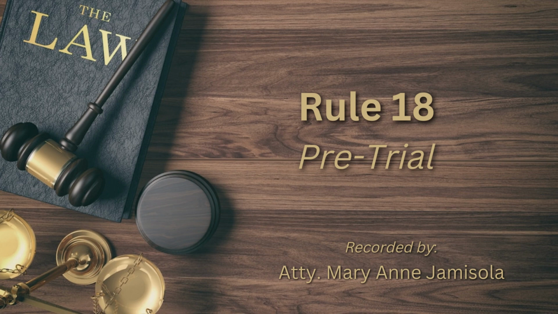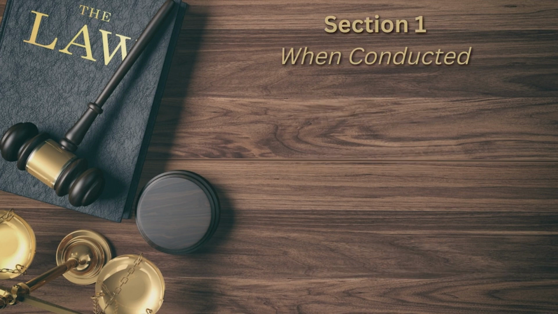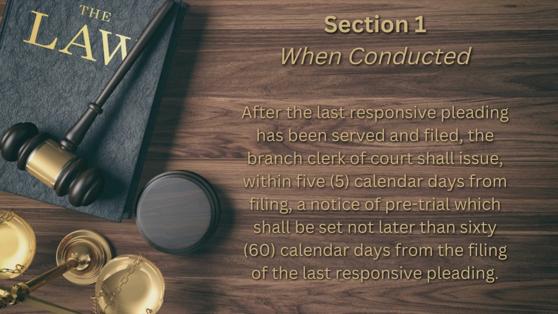Rule 18. Pre-trial. Section 1. When conducted. After the last responsive pleading has been served and filed, the branch clerk of court shall issue, within 5 calendar days from filing, a notice of pre-trial, which shall be set not later than 60 calendar days from the filing of the last responsive pleading.